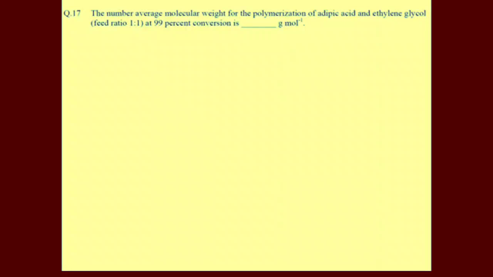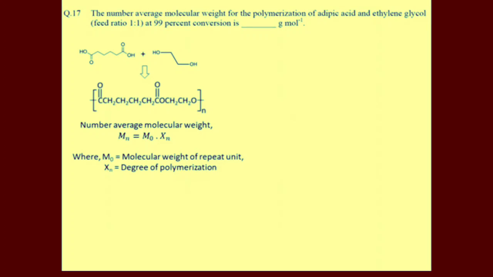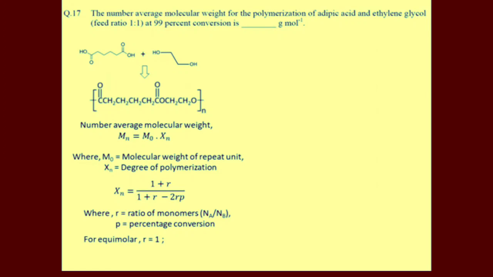In this question, we need to find the number average molecular weight of the polymer at 99% conversion. The monomers, adipic acid and ethylene glycol, are in equimolar ratio. Number average molecular weight of the polymer can be represented by this simple equation. To calculate this, we have to find degree of polymerization and molecular weight of the repeat unit. To find the degree of polymerization, we can use this simple equation, which is for a two monomer system. For equimolar system, R is equal to 1 and the equation reduces to a very simple form.